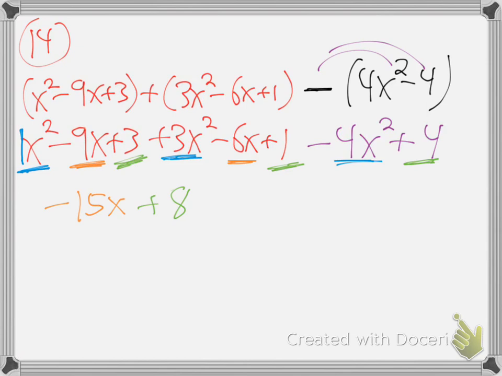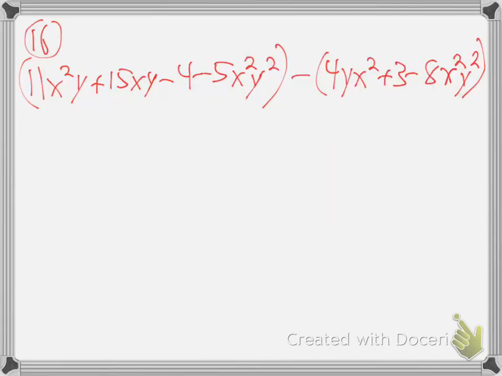Karina, you good? Anything I can answer? Yeah, it was the negative 9x and the negative 6x. Oh, yeah. Found it? Good. All right. Okay, so there we go. That's a messy one. So take that minus sign and go boom, boom, boom, right? Distribute it.